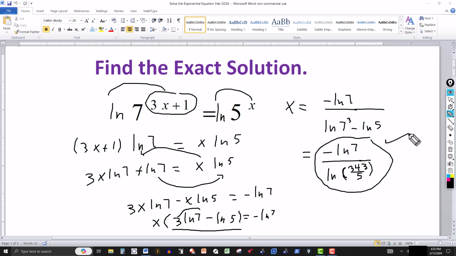That's the answer. Now, if you had the same problem that asked for an approximation to 2 decimal places, then you could use your calculator here, compute the negative natural log of 7 and divide it by the natural log of 343 over 5. And this should come out to about negative 0.46. But that's your solution there.